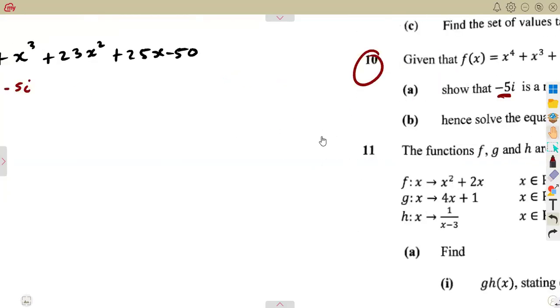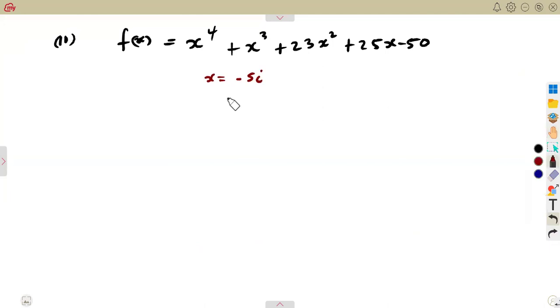This one is a root. For it to be a root, it must be x is equal to. So what is it that we know? Remember, yes, these are complex numbers, but this does not change the concept that we understand about our factor concept. If f of a is equal to 0, therefore x minus a is a factor. That concept is supposed to work.